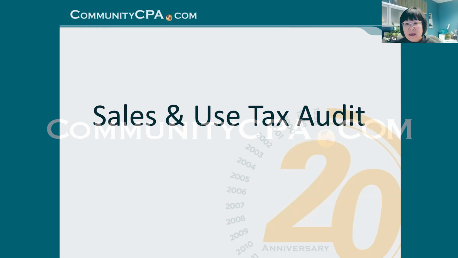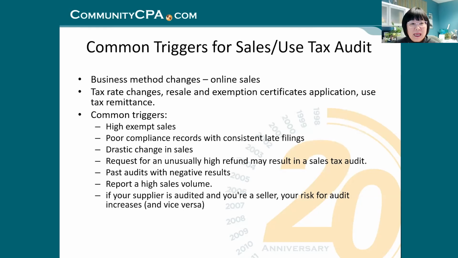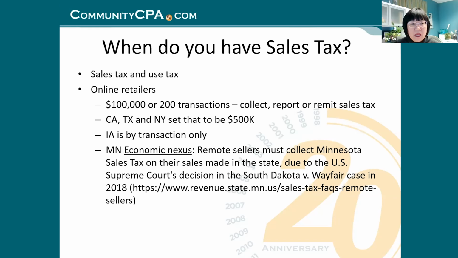The sales and use tax is pretty often right now at the state level. I have a couple of slides on here: common triggers for sales and use tax, and also when you have sales tax. This is related to interstate selling, because this is the big part of the audit. So if you're selling online, this would apply to you.